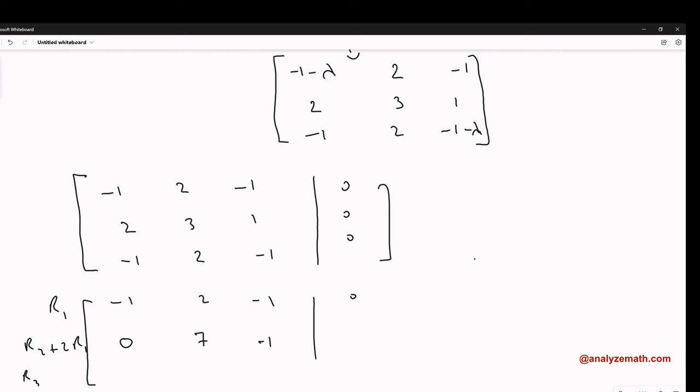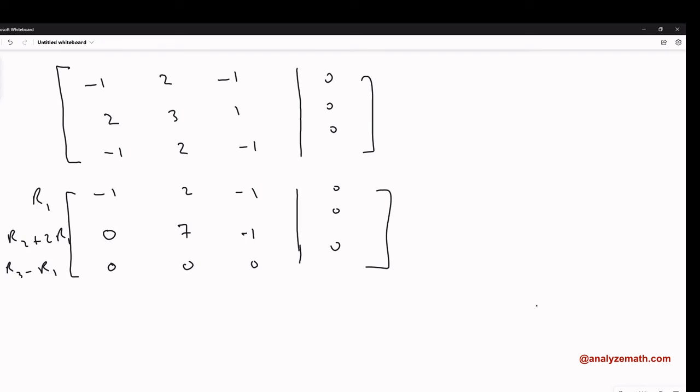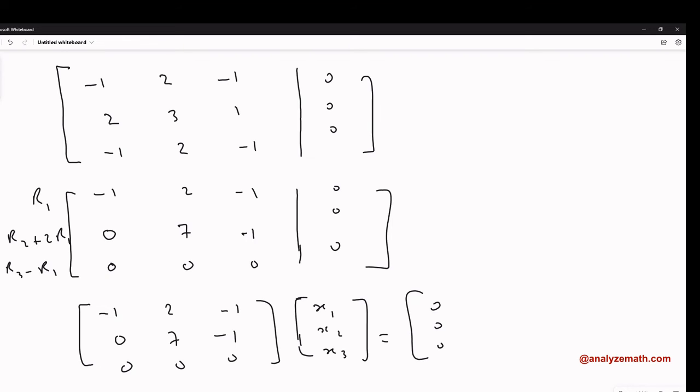Now they are similar, so they will give us 0 everywhere here, and then 0 here, and 0 here, and I think it's done. The reduction is done now. All we are going to do is to rewrite the system of equations. So the system of equations is written like this: 0, 7, negative 1, 0, 0, multiplied by the components of the vector. We call them x1, x2, x3, and this should give me the vector 0.